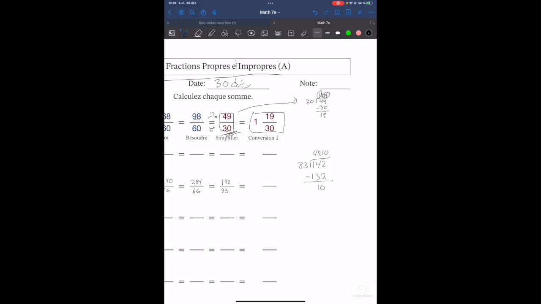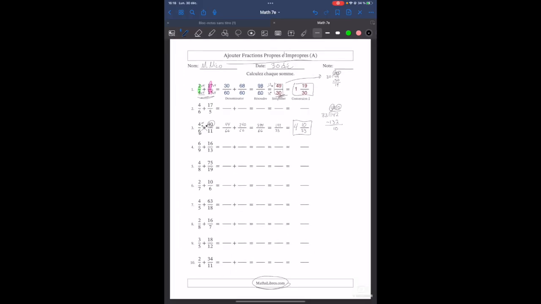I take the 4, and that is my total whole numbers. My remaining number is 10, and the denominator stays the same, leaving me with 4 and 10/33. So that was another example on how to do that.